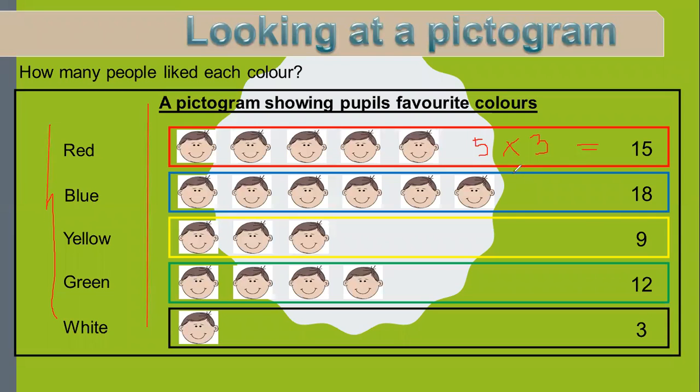Here there are 6 heads, so 6 times 3 is equal to 18. This is 3 times 3 is equal to 9. And it is also 4 times 3, it is 12. And the last is 1 times 3 is equal to 3. Again, I told you why I multiply by 3, because that represents one head of the people. One head represents 3 people.